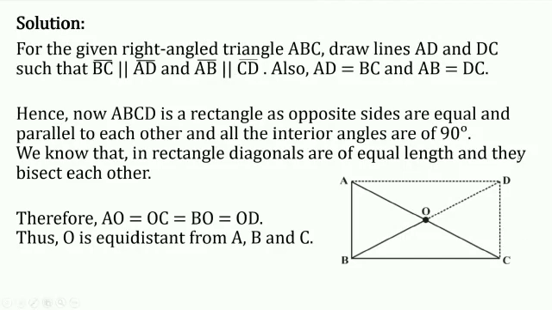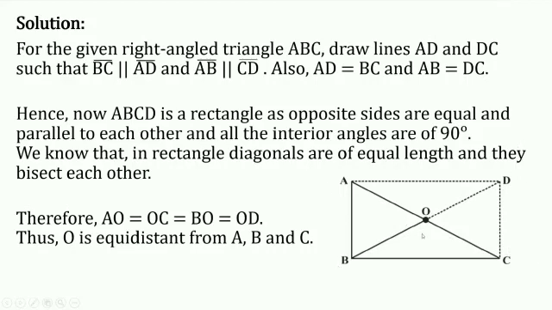For the given right angle triangle ABC, first, as I have said, we will draw lines AD and DC such that BC will be parallel to AD and AB will be parallel to CD, as well as they will be of equal length, that is BC is equal to AD. Suppose BC is 7 centimeter, then AD is also 7 centimeter. AB is 5 centimeter, then CD is also 5 centimeter.